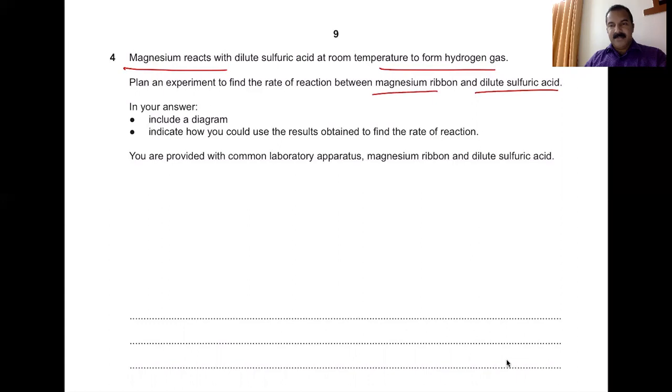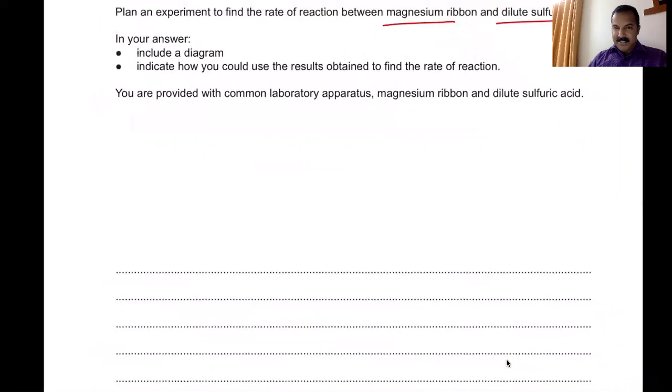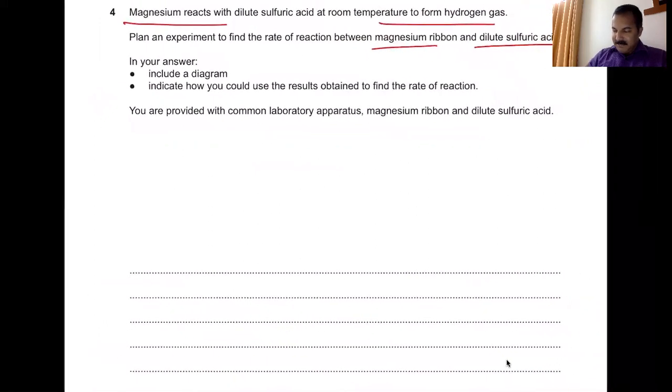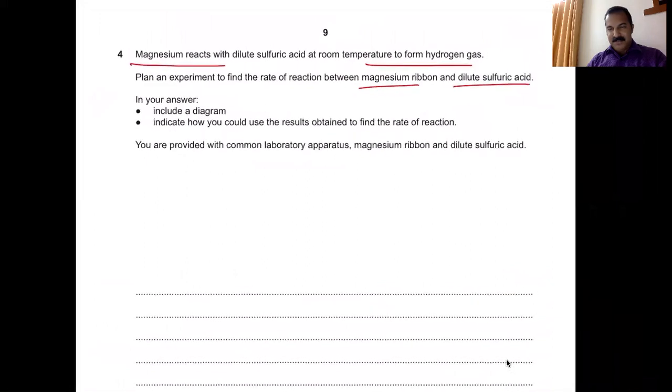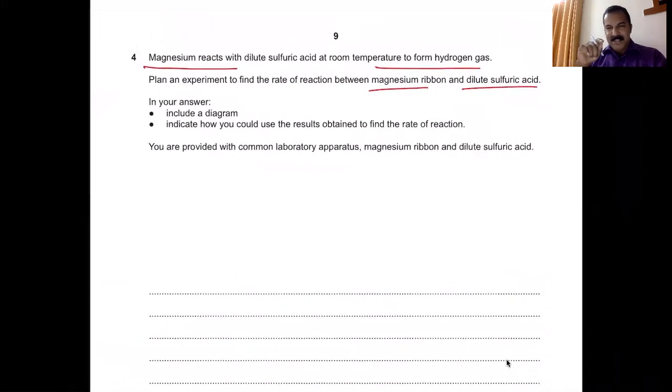We need to plan an experiment where we are going to find the rate of reaction between magnesium and hydrochloric acid. In your answer, include the diagram, and indicate how you could use the results obtained to find the rate of reaction. It's a 6-mark question. If I draw the diagram, first the planning should be done in your mind. Whenever a question comes on rate, the first thing that comes to your mind, because in your syllabus, they say students should know how to follow the rate of a reaction which involves the evolution of a gas.